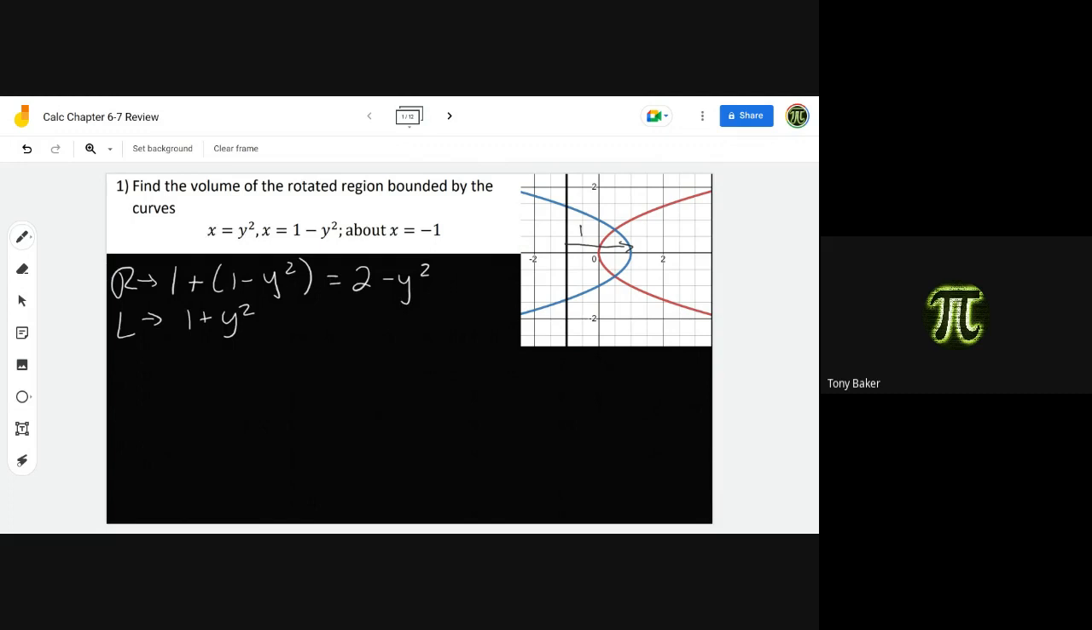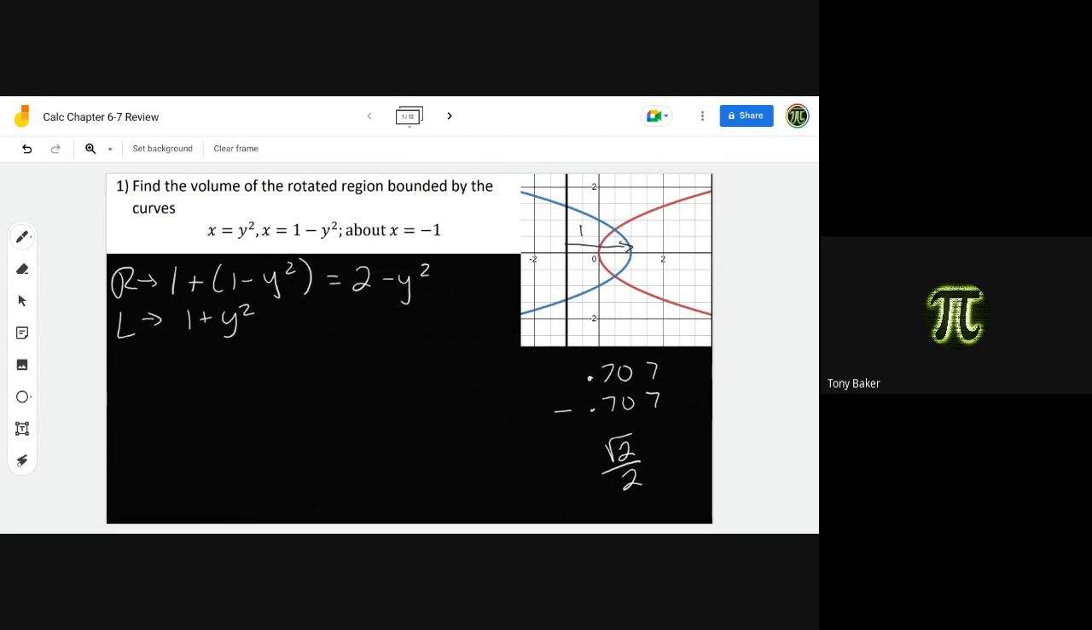The next thing you have to figure out is where do they intersect? You could do this on Desmos. If you do it on Desmos, you get 0.707 and negative 0.707. That should be a number that is familiar to you. That right there is the same thing as square root of 2 over 2. So square root of 2 over 2 is the 45-degree angle. So that one comes up quite often.